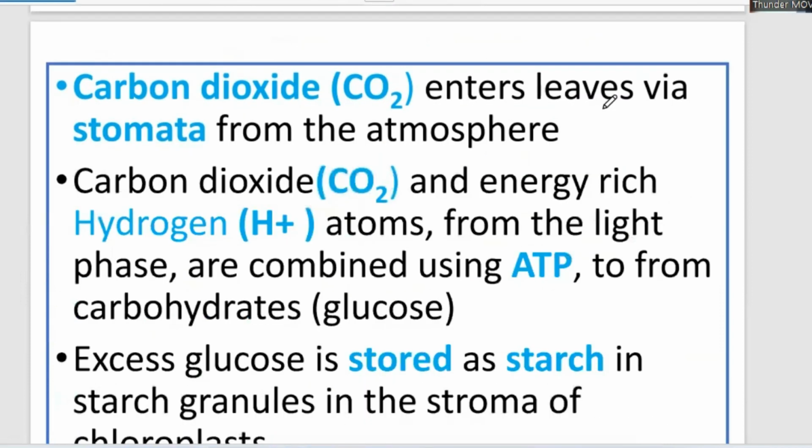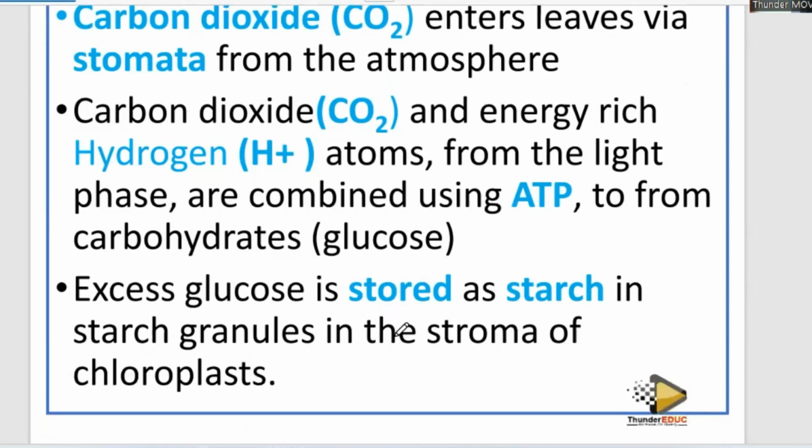Carbon dioxide enters the leaf via the stomata. If one is called a stoma, the many we call stomata, from the atmosphere via those holes we saw down. And then carbon dioxide and the energy-rich hydrogen atoms from the light phase, as we have seen, are combined using the ATP. ATP is also from the light phase, and then they form carbohydrates, which we call glucose.